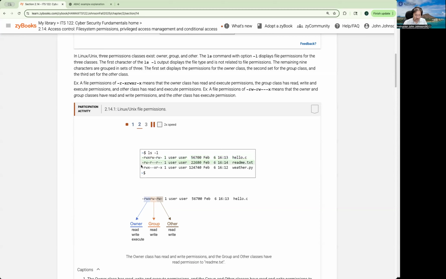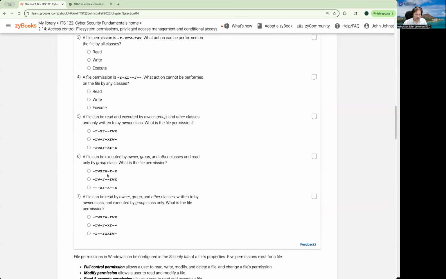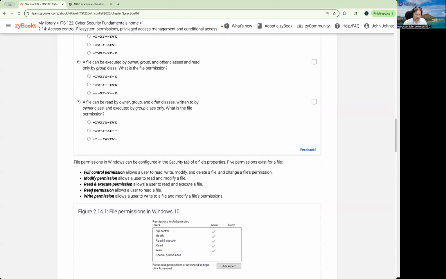Looking at the second one here, after the hyphen, we've got read and write for the owner, no execute. We've got read only for both the group and other. Then if we look at weather.py, we've got read, write, and execute for the owner, only execute for the group, and read and execute for the other, the world, essentially. You can go here and test out your knowledge of it. This is going to require you to really look into it and figure out what your permissions are. This will really solidify that in your mind.